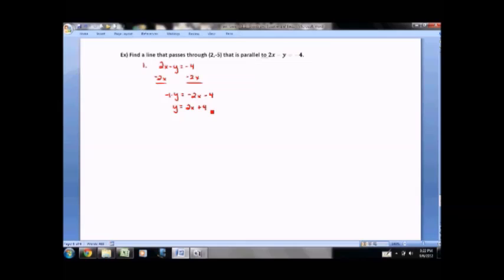Okay. Now, second step, identify your original slope. Well, your original slope is going to be 2, because remember it's y equals mx plus b. So your m1 is going to be 2.